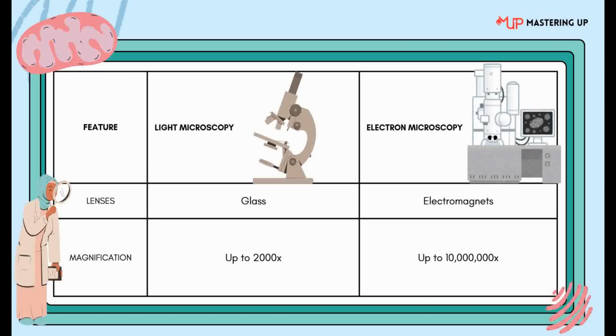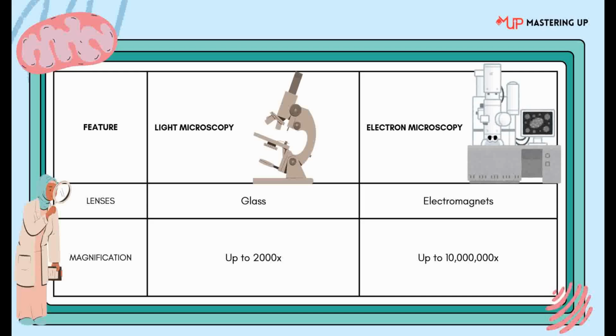In electron microscopy, however, electromagnetic lenses are used instead of glass. These lenses control and focus a beam of electrons. Since electrons are charged particles, electromagnetic fields can guide them in much the same way that the glass lenses bend light. This allows the electron microscope to produce highly detailed images of much smaller structures than the light microscope, although they require more complex technology to operate.